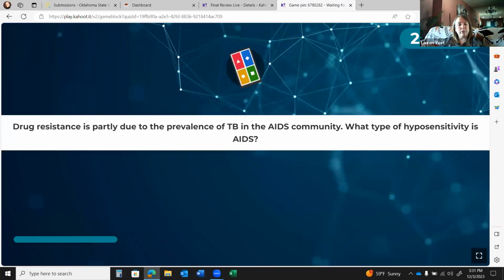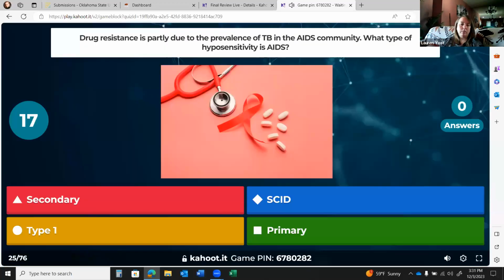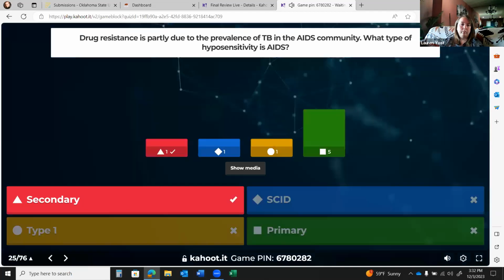Drug resistance is partly due to the prevalence of tuberculosis in the AIDS community. What type of hypersensitivity is AIDS? All right, so hypersensitivity for this one is going to be secondary. So primary is going to be genetic hypersensitivities, and then secondary is acquired hypersensitivities.